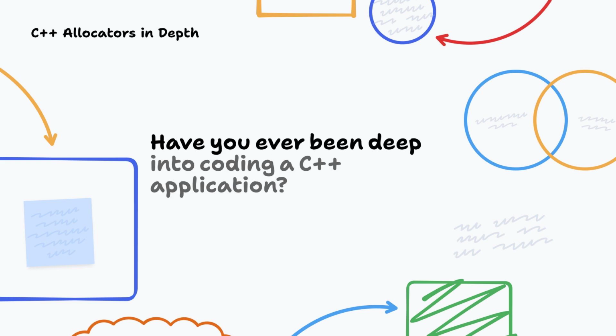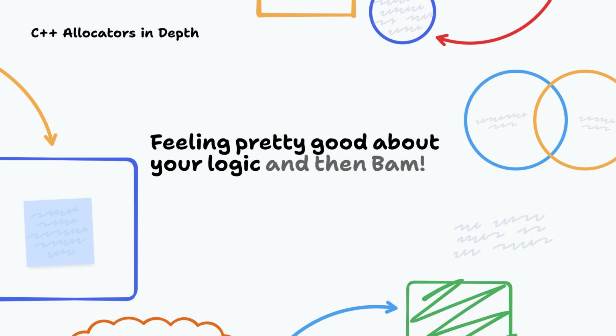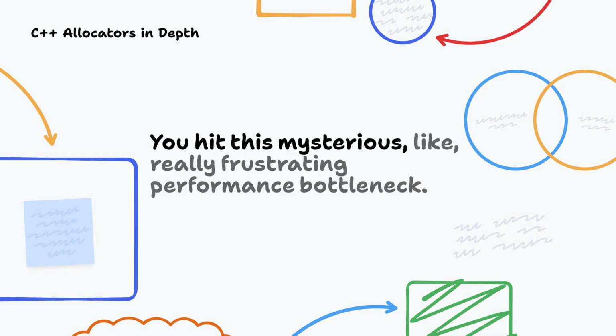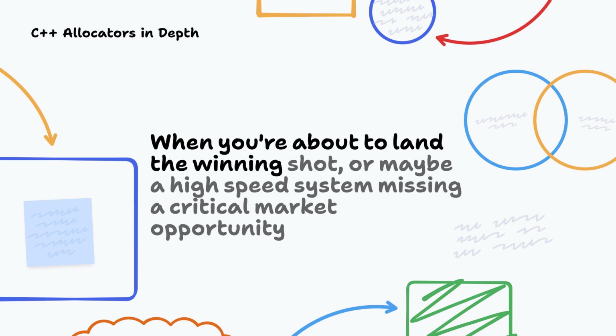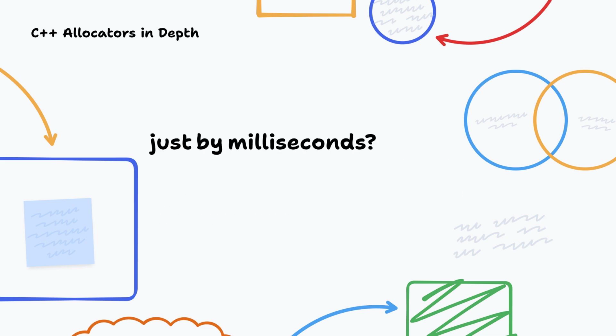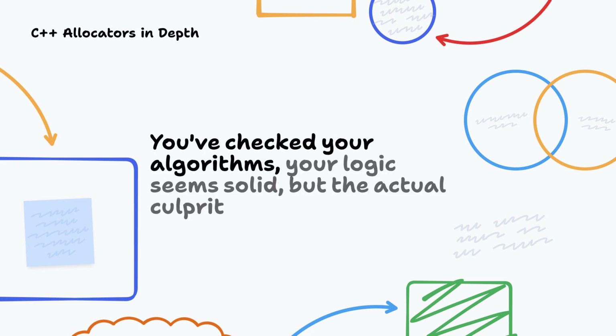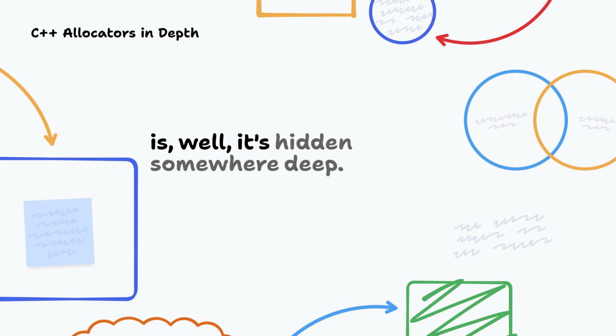Have you ever been deep into coding a C++ application, feeling pretty good about your logic, and then bam, you hit this mysterious, really frustrating performance bottleneck? Maybe it's a game, micro-stuttering right when you're about to land the winning shot, or maybe a high-speed system missing a critical market opportunity just by milliseconds. Yeah, that sounds familiar. You've checked your algorithms, your logic seems solid, but the actual culprit is, well, it's hidden.